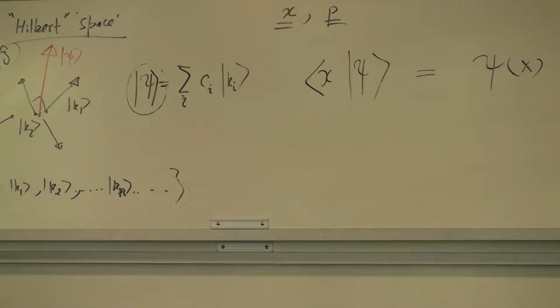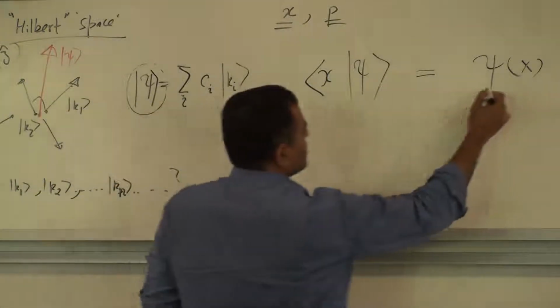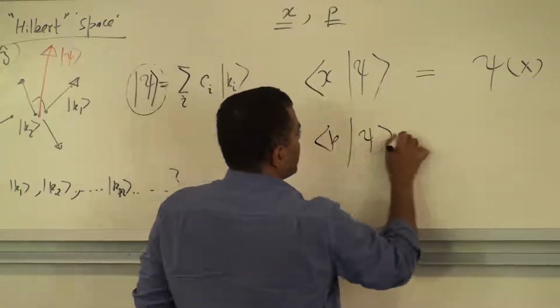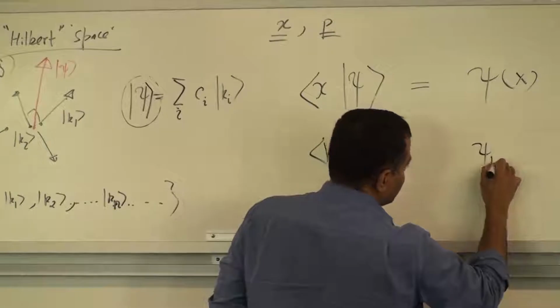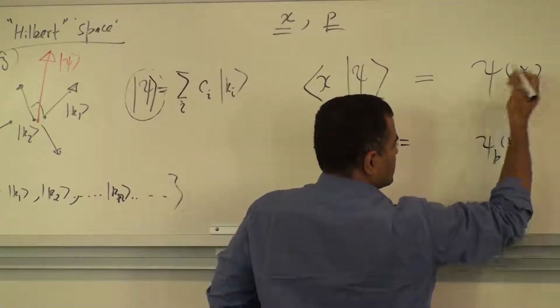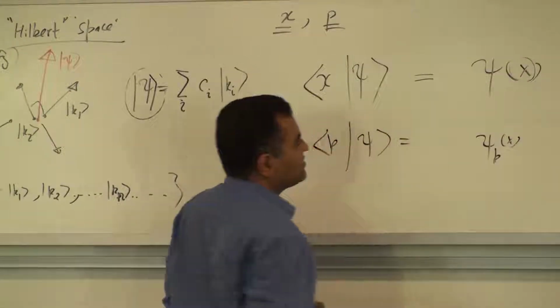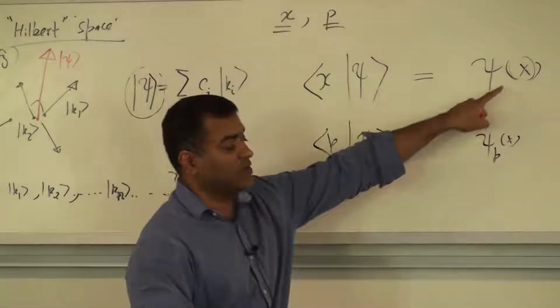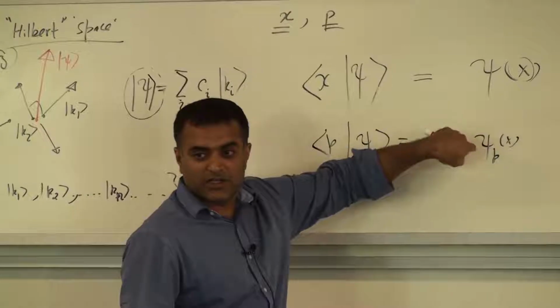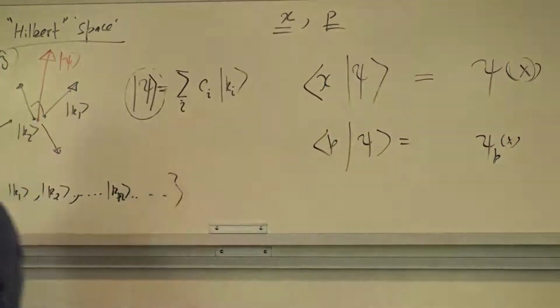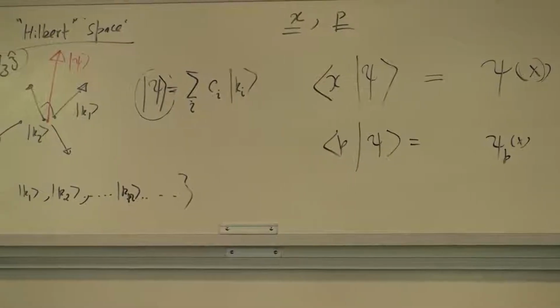And I can also project it onto the momentum space, okay, and write it as psi of p. It can have an x dependence, or it can also have a momentum dependence here. In fact, I think for the free electron, it is going to have a momentum dependence too, right? But you can think of these also as projections, looking in that direction, okay?